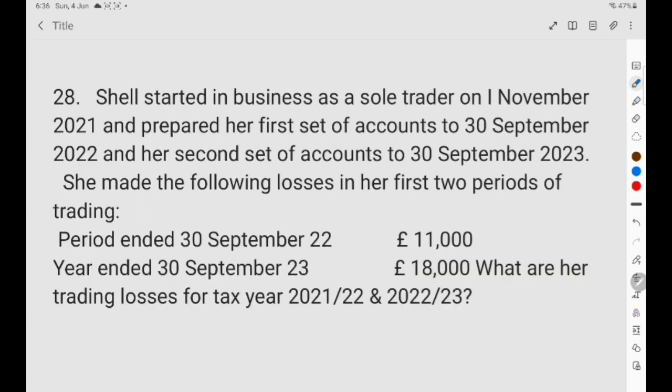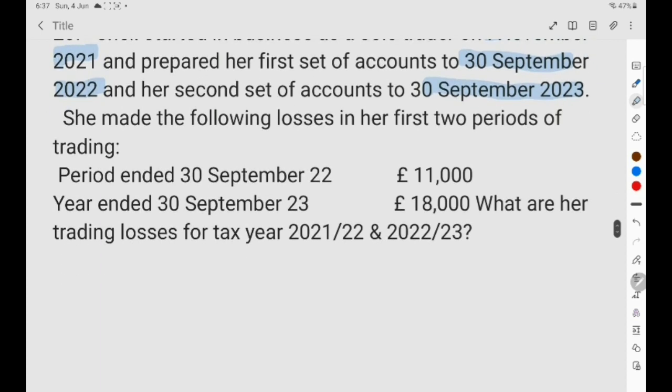Another very important question: Shell started in business as a sole trader on 1st November 21 and prepared her first set of account to 30th September 22. So this is said to be a period from 1st November 21 to 30th September 22. This is a period of 11 months. And her second set of accounts to 30th September 23. She made the following losses in her first 2 period of trading. First period 11,000 loss, and second period 30th September 23 18,000 of loss. Now question: what are her trading losses for the tax year 21-22 and 22-23.